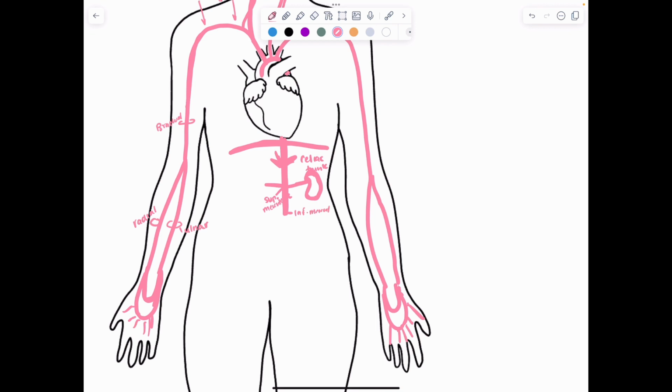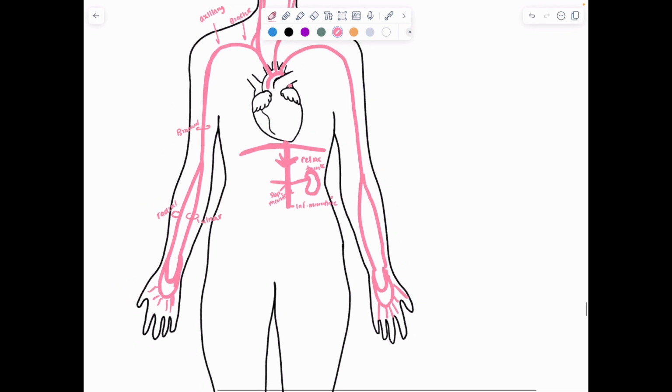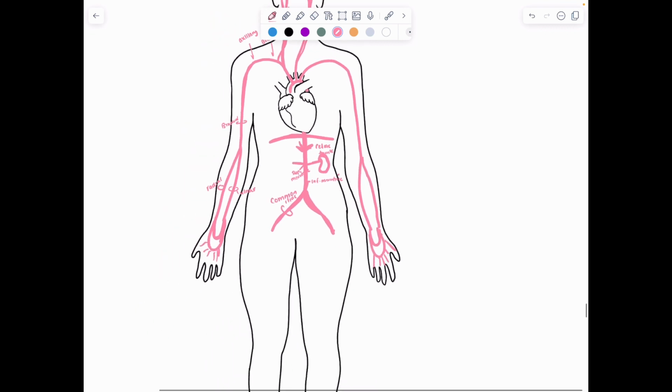Now, don't worry too much about these big ones for lab. Those might be things that are asked in lecture. That abdominal aorta is going to divide into our common iliacs. So it divides into two, which are known as our common iliacs. And then my common iliac is going to divide into an internal iliac and an external iliac.